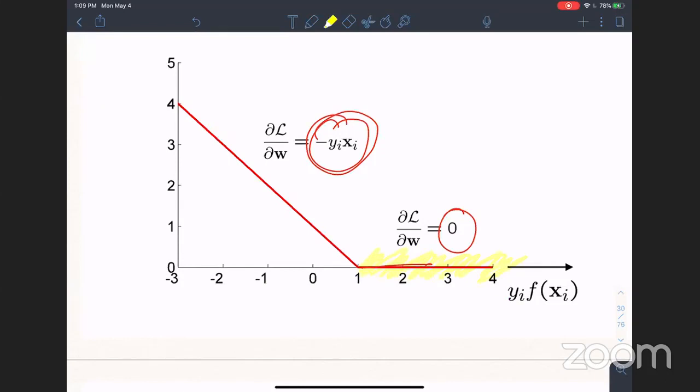This is a constant 0 because your function is 0, 1 minus y f(x). Or let me write it as w transpose x plus b. This is my function. It's not differentiable at this point. So either it's strictly 0 on the right, or it has a linear dependence on this y f(x). So what are these points? These points which have 0 loss.